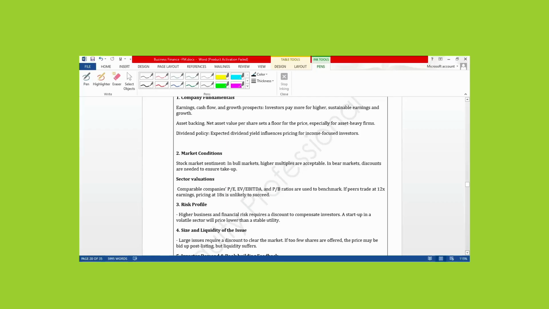Number 2, market conditions. Stock market sentiment. There's what we call bull and bear. In a bull market, higher multiples are acceptable. When we say bull, the market is experiencing boom.